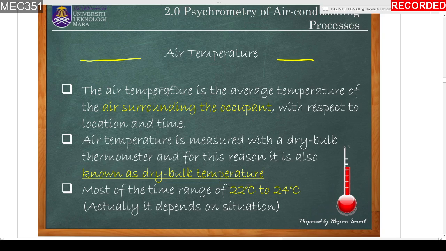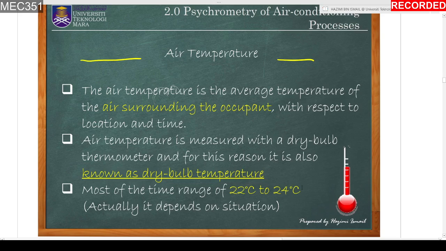So for your design purpose, you have to use this range as a thermal comforts goal. So when you calculate the cooling load for the aircon design, so make sure you have to use this range 22 degree to 24 degrees Celsius. So it is okay if you have 23, 22.5 or 23.5 as long as it is in this range.